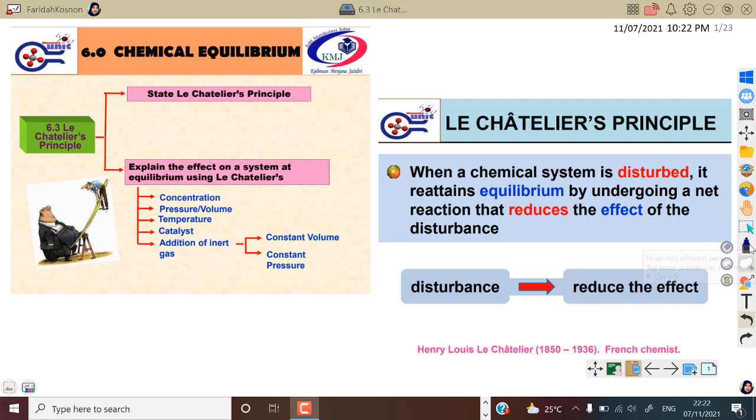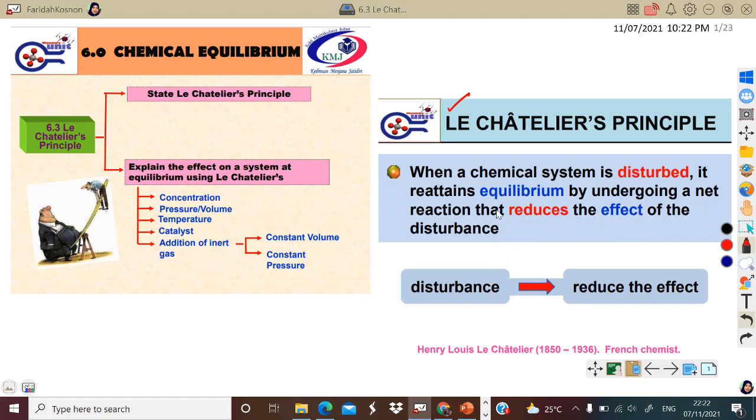Okay, so first of all, let's refer to what is stated by Le Chatelier's principle. Le Chatelier's principle states that when a chemical system is disturbed, it retains equilibrium by undergoing a net reaction that reduces the effect of the disturbance.